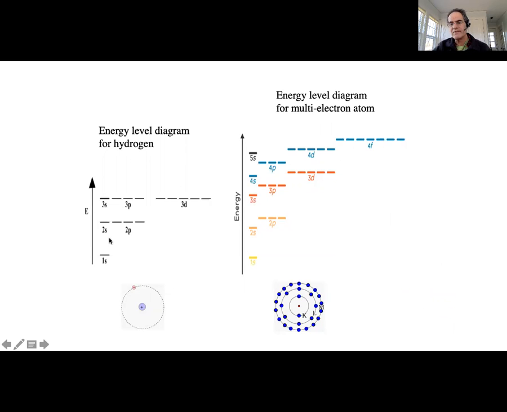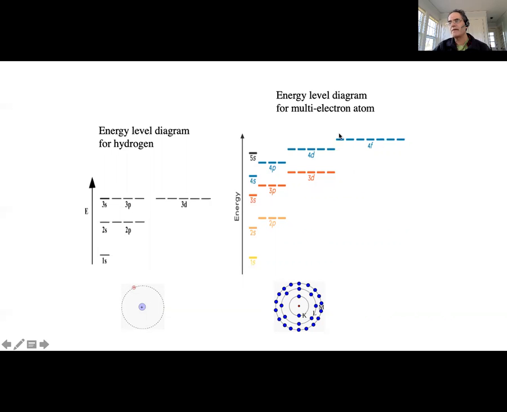Let's look at the effect of this on multi-electron atoms. So first, imagine an energy diagram for hydrogen. We have the 1s state. We have the n equals 2 states, 2s and 2p, but they're at the same energy. And we have the n equals 3 states, 3s, 3p, 3d, again, all at the same energy.